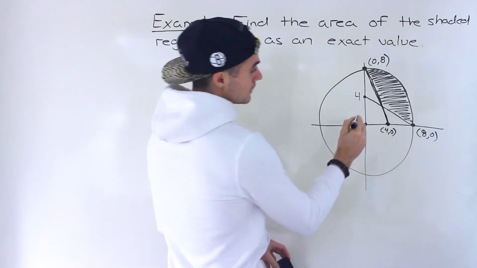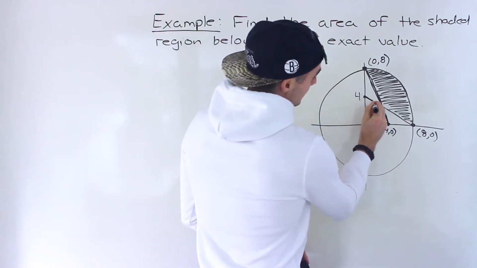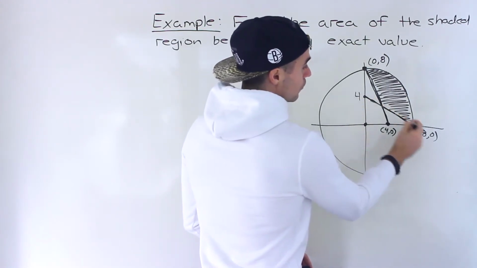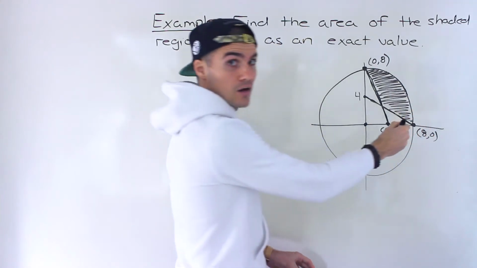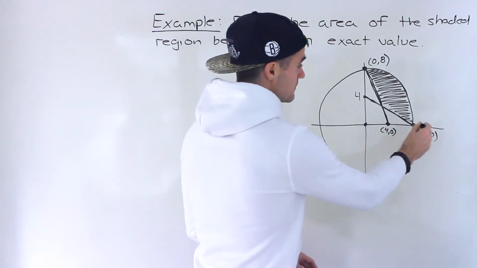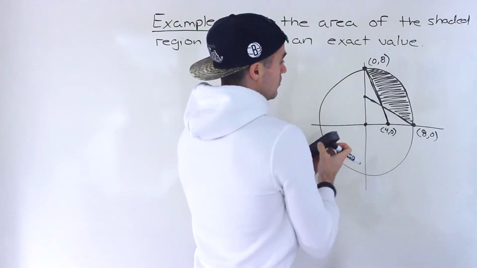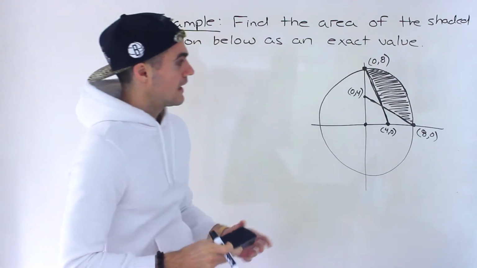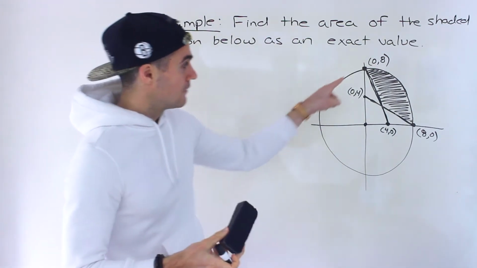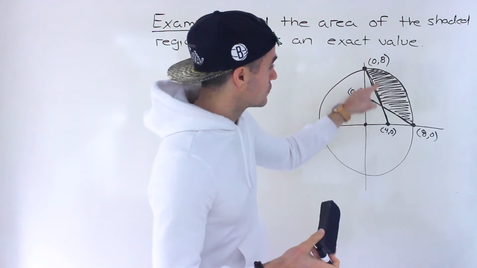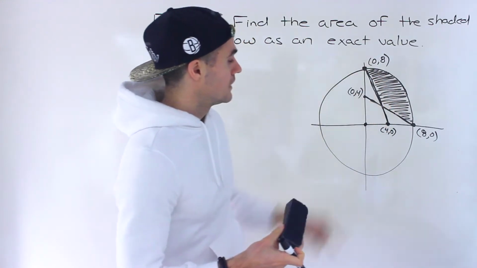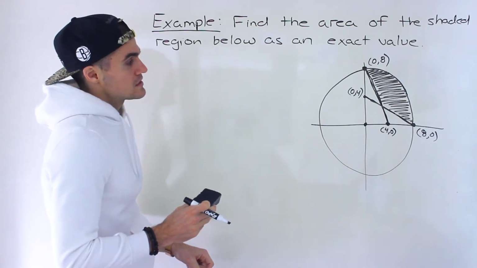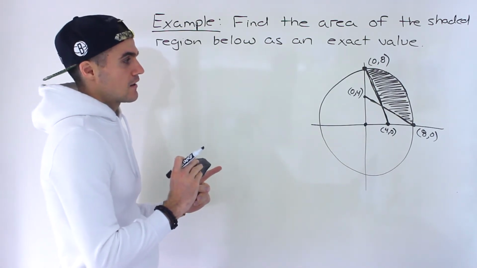So that's one line we're dealing with. And then we have another line that extends from a y-intercept of 4 to this rightmost point of the circle, right? This 8 and 0. So this point here, instead of writing 4, we could write it as 0 and 4. And then we have to find the area of the region bounded by the circle and then those two lines right there.